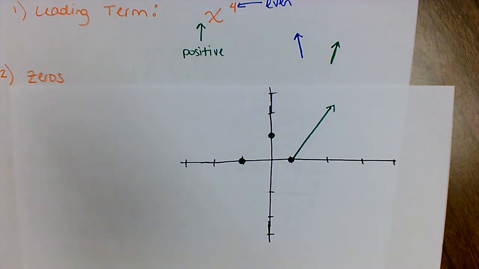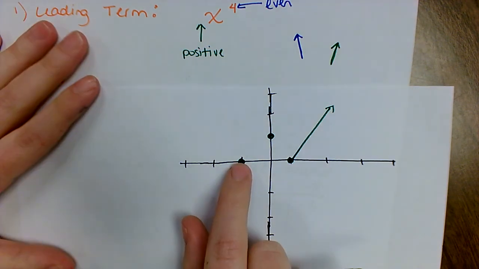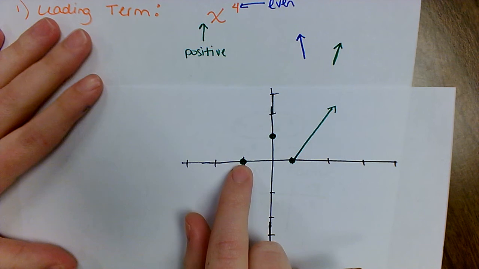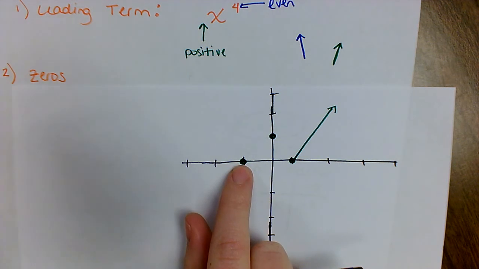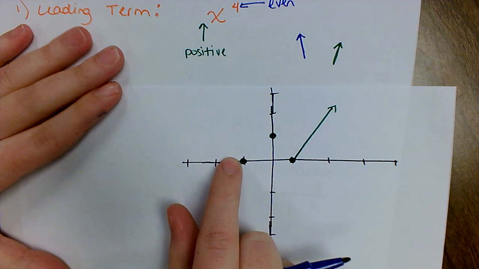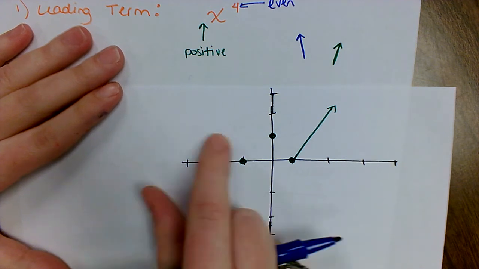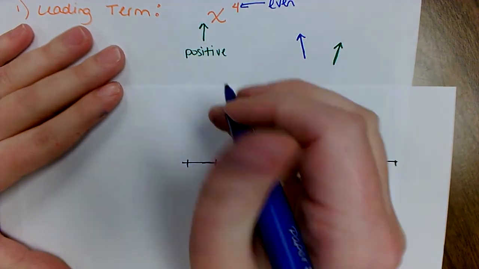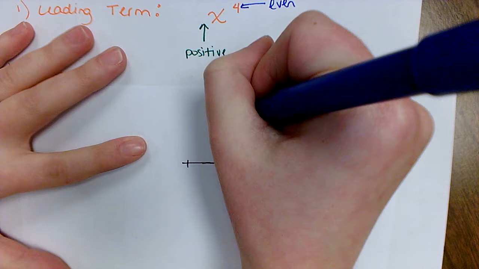Same idea on this left side. This left point is the last point where it touches or crosses the x-axis. So out this direction, it can only be going one direction, and based off of my end behavior, I know it's up.